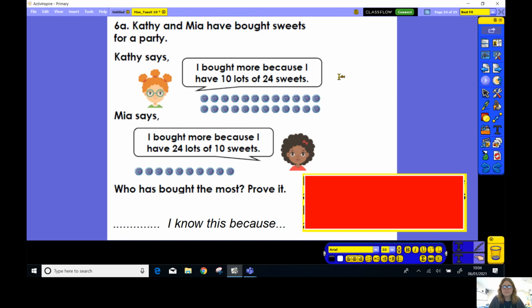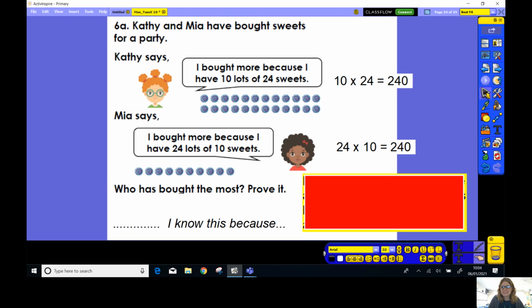Pause the video now and see if you can work out how many sweets each one has. Well done. So let's work out how many sweets each girl has got. Kathy has got 10 lots of 24. So she has got 10 times 24, which equals. Mia has 24 times 10, which we know is 240. So it looks to me like they've both got exactly the same amount of sweets. Pause the video now and have a go at answering that question, please, using the stem sentence, I know this because.